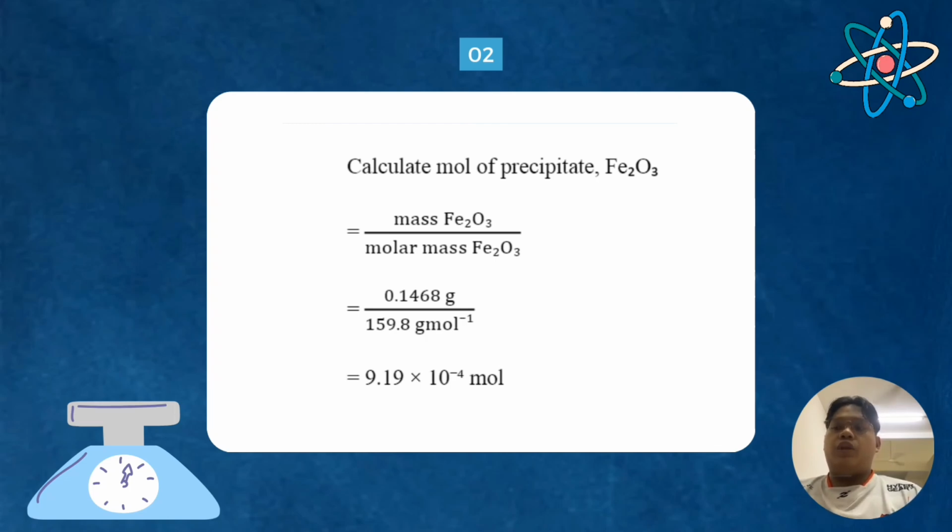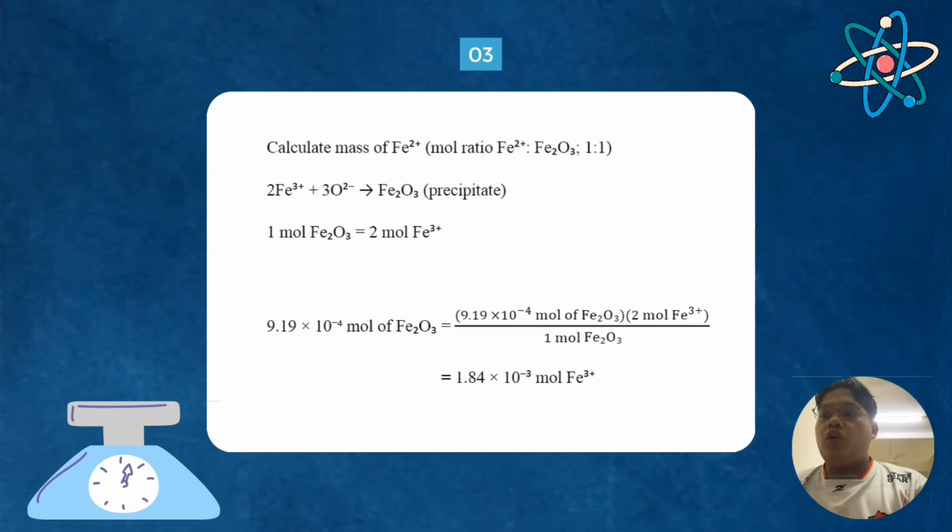Now we calculate the mole of the precipitate, which is Fe2O3. Okay, now we know the mass of the precipitate that we calculated just now is 0.1468 gram. So we divide by the molar mass, which is 159.8 g mol^-1, and we get 9.19 × 10^-4 mole. So we get the mole of precipitate.